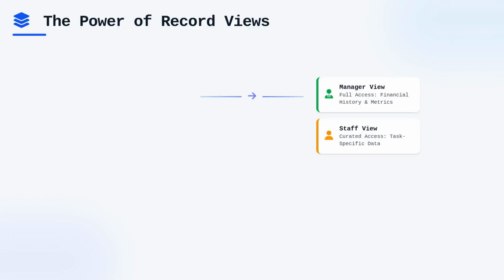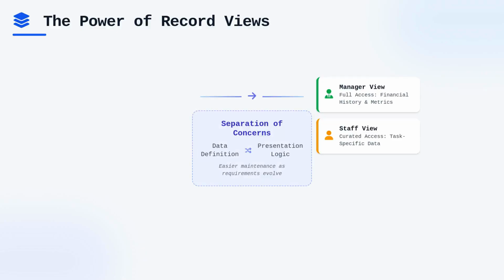The true power of this architecture becomes evident when you implement record views, which allow you to display specific subsets of data or related information tailored to different user roles or task requirements. Each view is an opportunity to curate an experience that emphasizes relevant details, such as showing financial history to a manager while hiding it from a general staff member. By utilizing the record interface, you keep the presentation logic separate from the data definition, which makes maintenance significantly easier as requirements evolve over time.